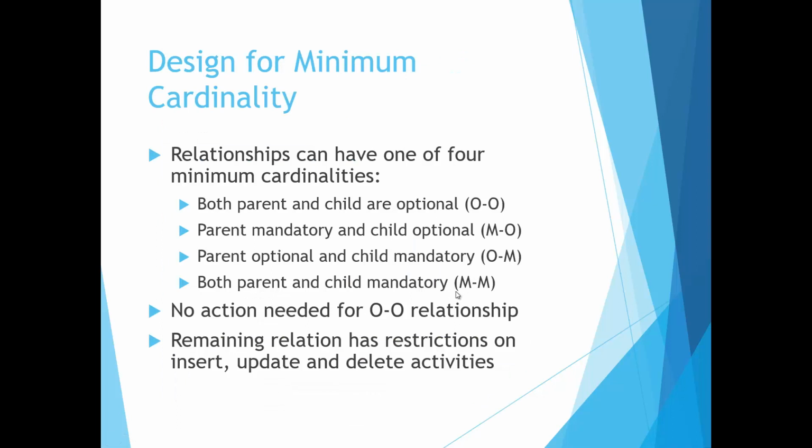Relationships can have one of four minimum cardinalities. So now we address converting the model into design. We saw some of the exceptions and rules and constraints when we create that design, and mostly related to the maximum cardinality. How about the minimum cardinality? So we have those relations. We have both parent and child could be optional, parent mandatory and child optional, parent optional and child mandatory, both parent and child are mandatory.